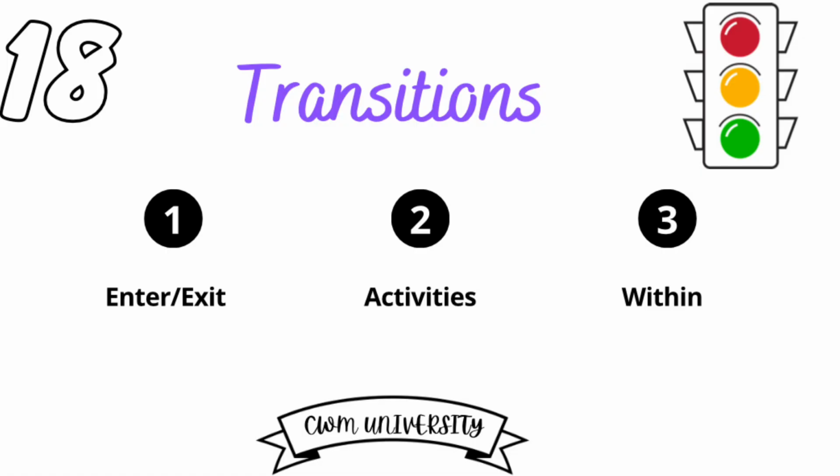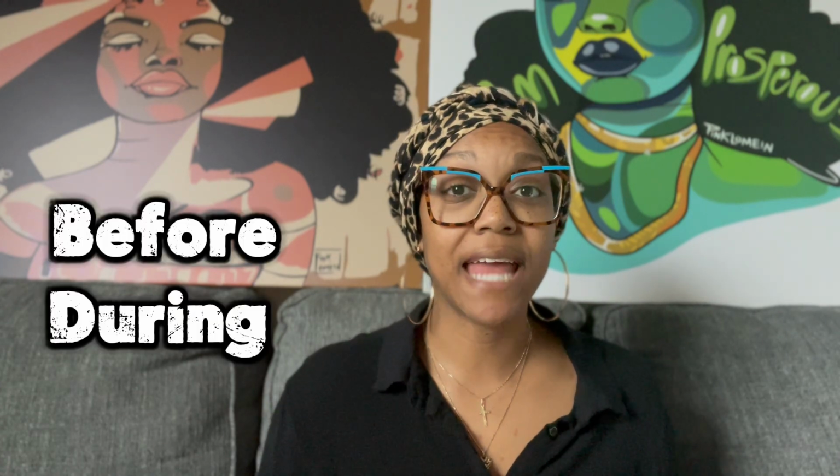Tip 18, transitions. We'll talk about the enter and exit transitions, transitioning through activities, and the transitions that happen within the classroom. But just make sure that there are systems in place where students can safely enter your classroom and exit your classroom when they're transitioning. The transition of activities, you want to go over before you start the activity what the students should be doing before the activity, during the activity, and after the activity.